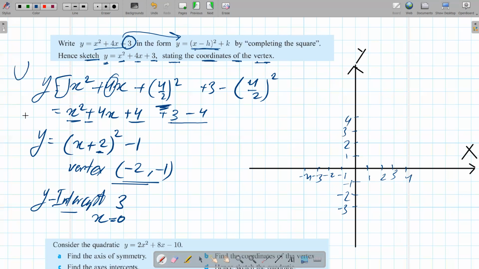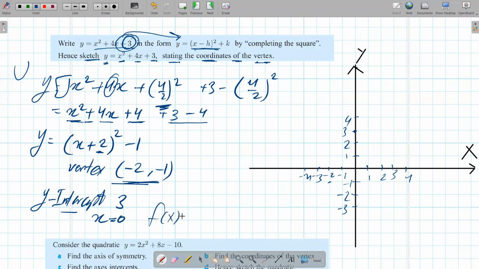You said it's concave up, and we found the vertex point -2 and -1 should be here, and the y-intercept at 3, this is the y-intercept 3, then we can graph it. Or we can find the x-intercepts, by the way, from the equation y equals x squared plus 4x plus 3. We need to put it equal to 0 to find the value of the x-intercepts.